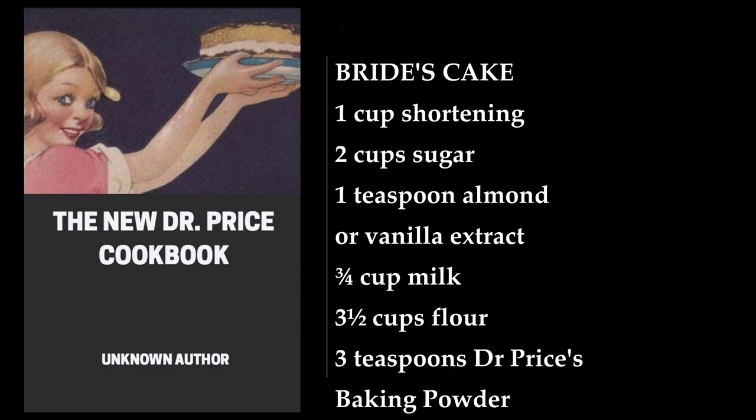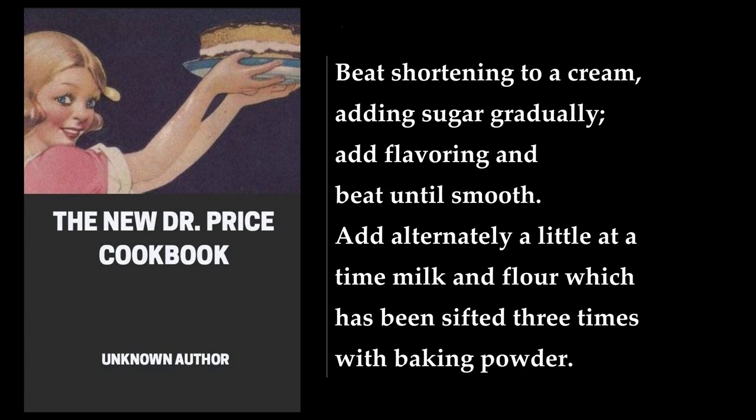Bride's cake. 1 cup shortening. 2 cups sugar. 1 teaspoon almond or vanilla extract. 3/4 cup milk. 3½ cups flour. 3 teaspoons dry Price's baking powder. Whites of 6 eggs. Beat shortening to a cream, adding sugar gradually.